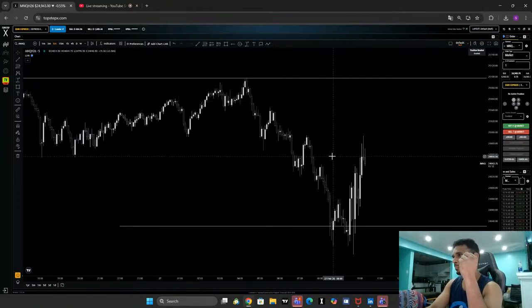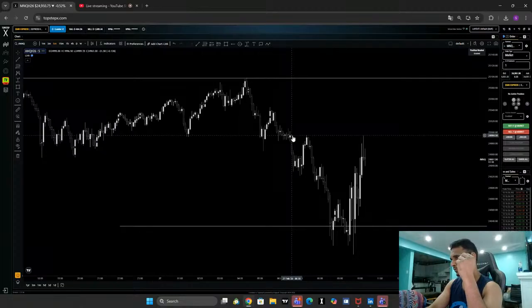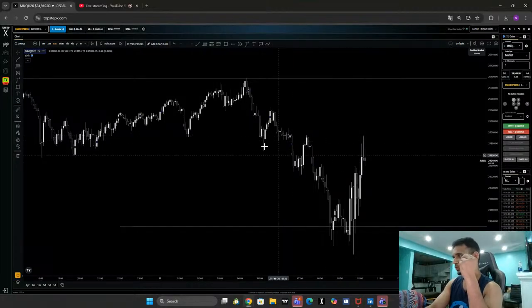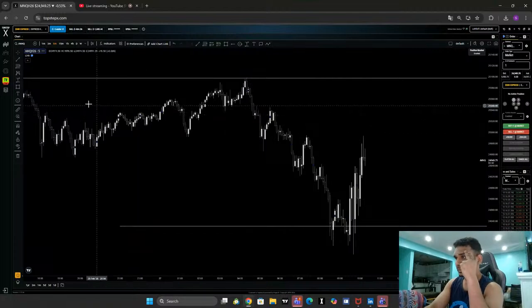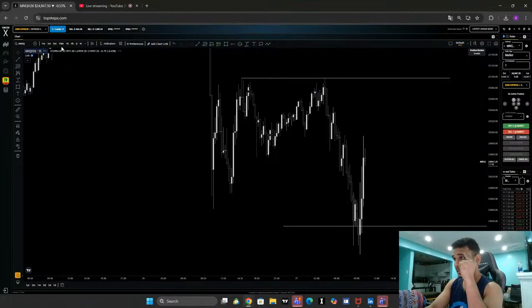Honestly, no. There is no fair value gap. It just goes all the way up. I think it's not sweeping the high. It just drops down. Let me see what's going to happen now.